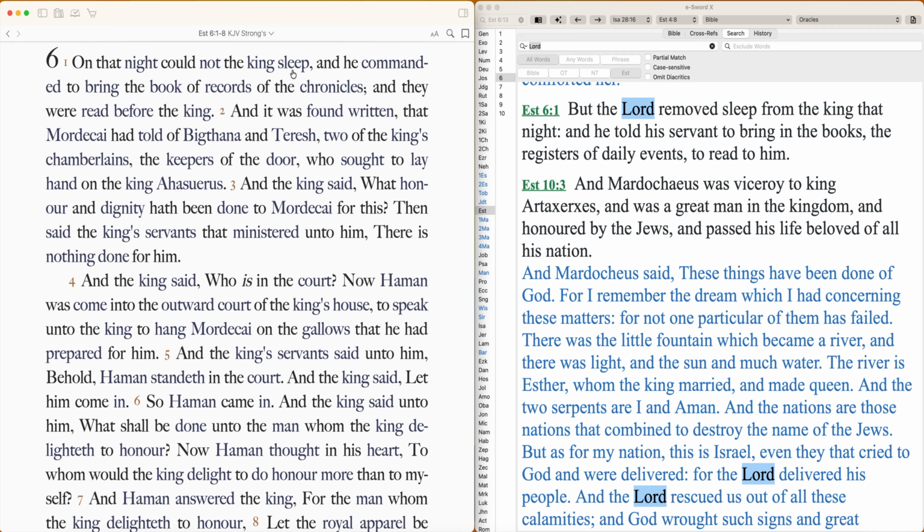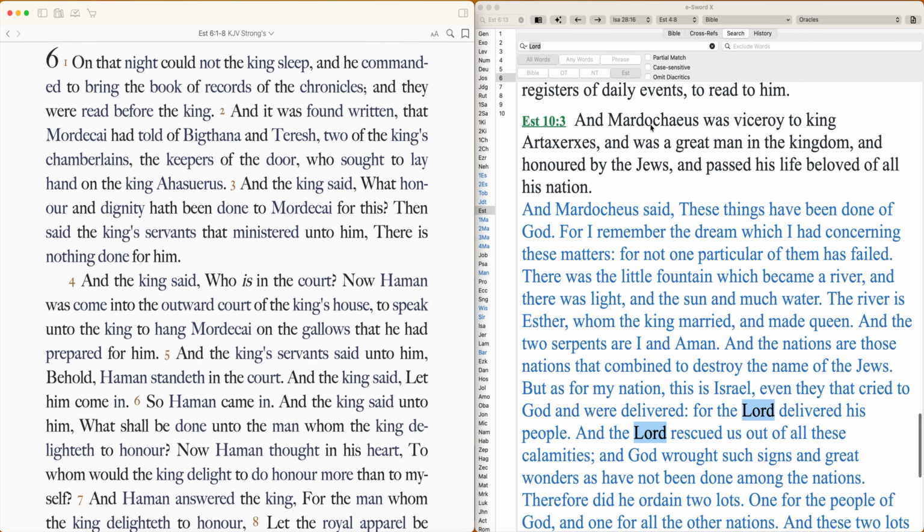On that night could not the king sleep. He commanded to bring in the book of the records of the chronicles, and they were read before the king. Now this is the Greek Septuagint on the right. But the Lord removed sleep from the king that night, and he told his servants to bring in the books and the registers of the daily events to read to him. The Lord removed the sleep. The King James says the king just couldn't sleep. The original Septuagint, a copy from the original Hebrew, says the Lord removed sleep from the king.